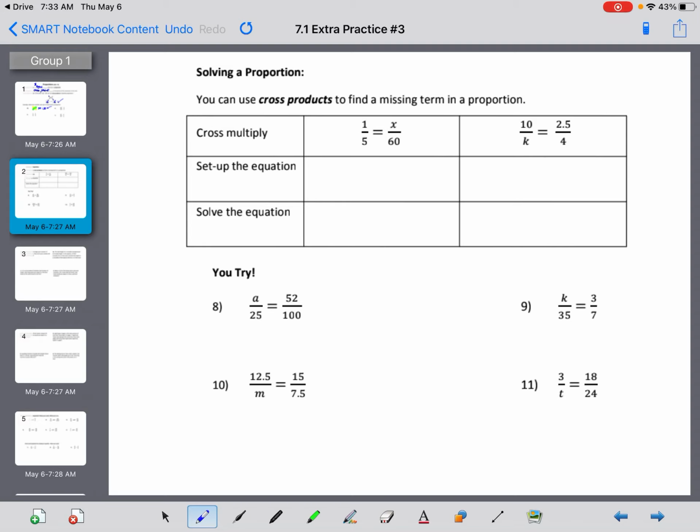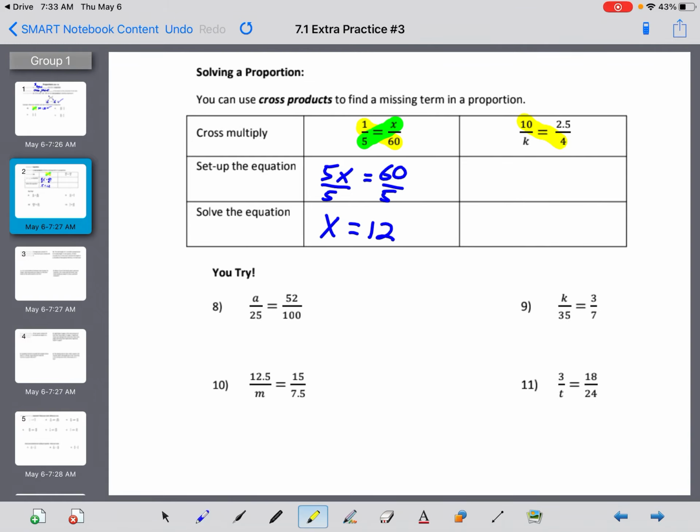You can use cross products to find a missing term in a proportion. So it says set up the equation. Well, let's cross multiply. 5 times x is 5x. 1 times 60 is 60. Now it says solve. All you need to do is divide by 5 on both sides, and x is equal to 12.